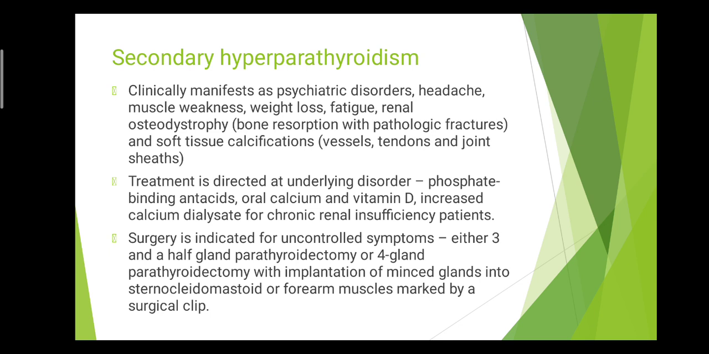Secondary hyperparathyroidism clinically manifests as psychiatric disorders, headache, muscle weakness, weight loss, fatigue, renal osteodystrophy, and soft tissue calcifications. The treatment is directed at the underlying disorder. Phosphate binding antacids, oral calcium and vitamin D, increased calcium dialysate for chronic renal insufficiency patients. Surgery is indicated for uncontrolled symptoms, either 3.5 gland parathyroidectomy or 4-gland parathyroidectomy, with implantation of parathyroid glands into the sternocleidomastoid or forearm muscles, marked by surgical clip.